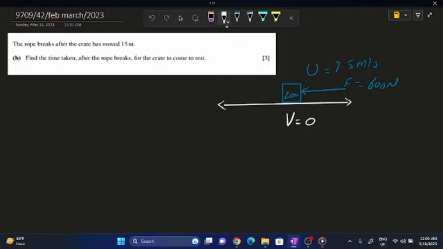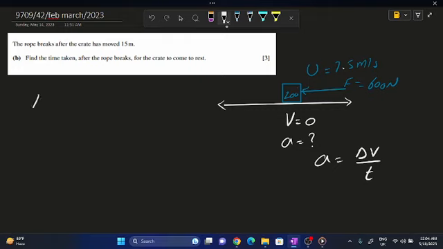Whenever there is a change in velocity, there is a factor of acceleration that comes into account, because you know the definition of acceleration: change in velocity with respect to time. Initially the velocity was 7.5, but after some time it comes to rest. It means the final velocity becomes 0. So the acceleration factor would be considered here, and you have to find the time for that.